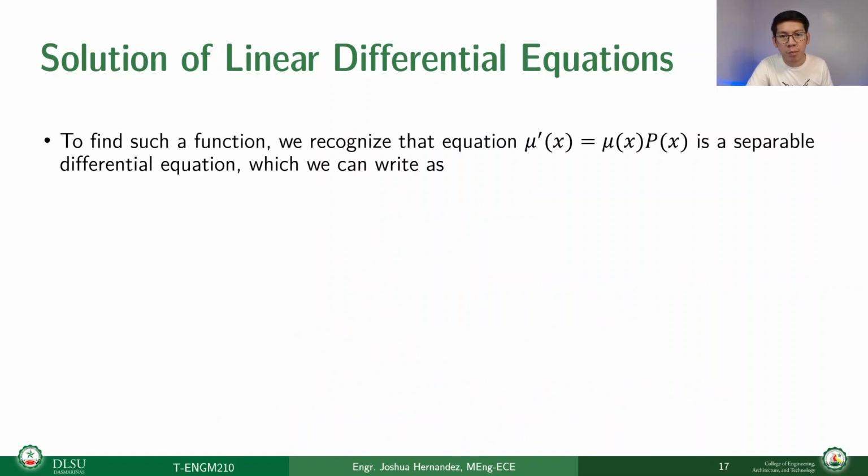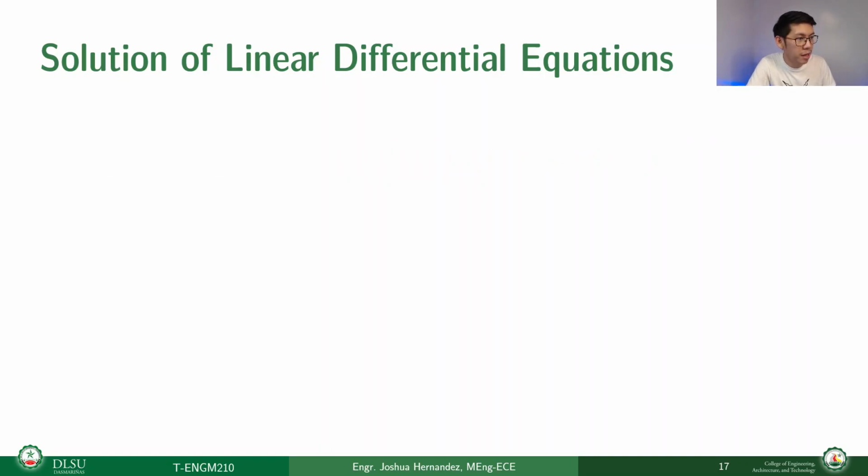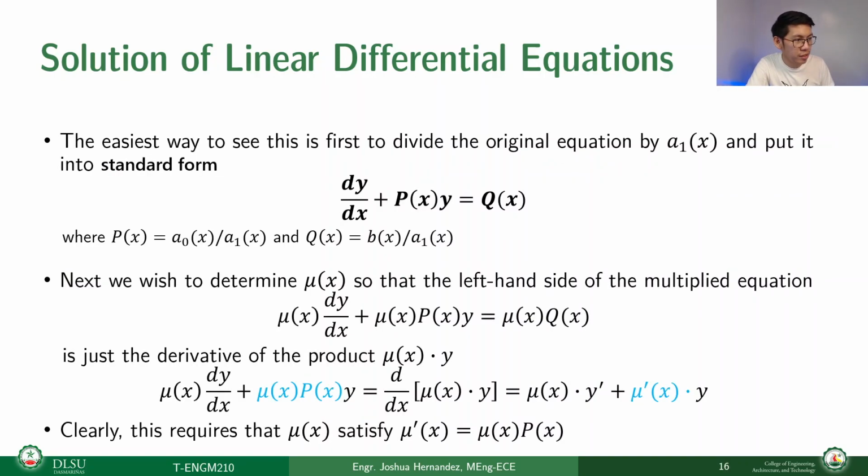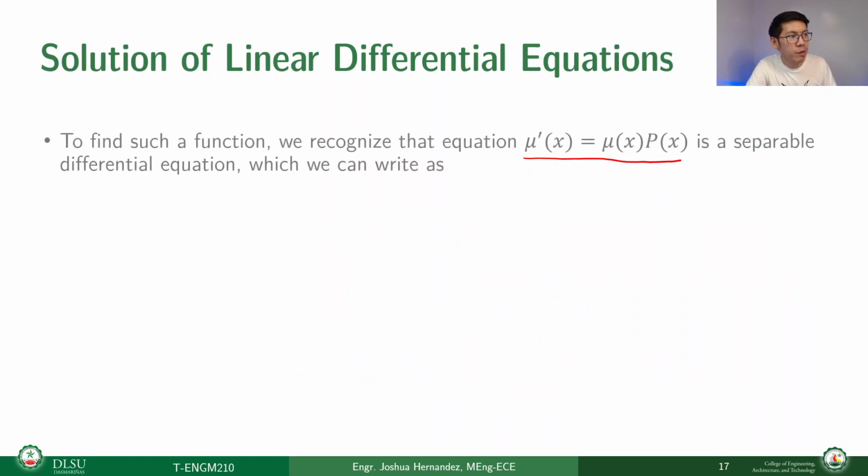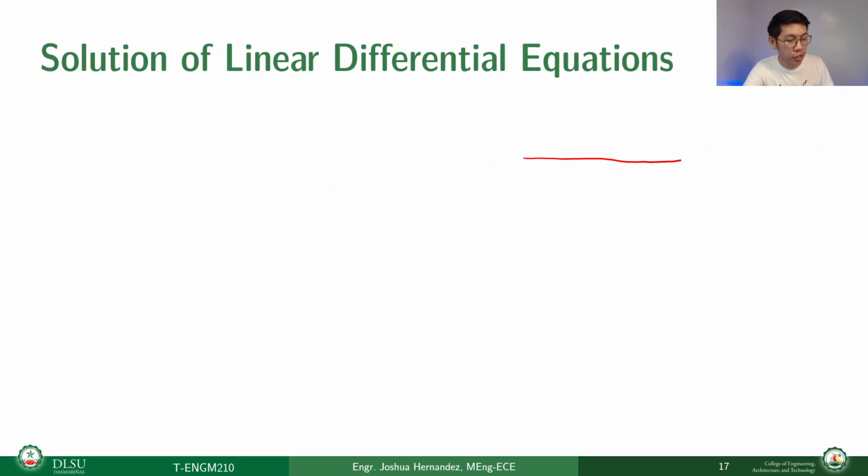So again, we saw that the integrating factor is important. Now, to find such a function mu of x, we recognize that the equation mu prime of x equals mu of x p of x is simply equal to this one. We recognize that mu prime of x equals mu of x p of x, which is a separable differential equation.